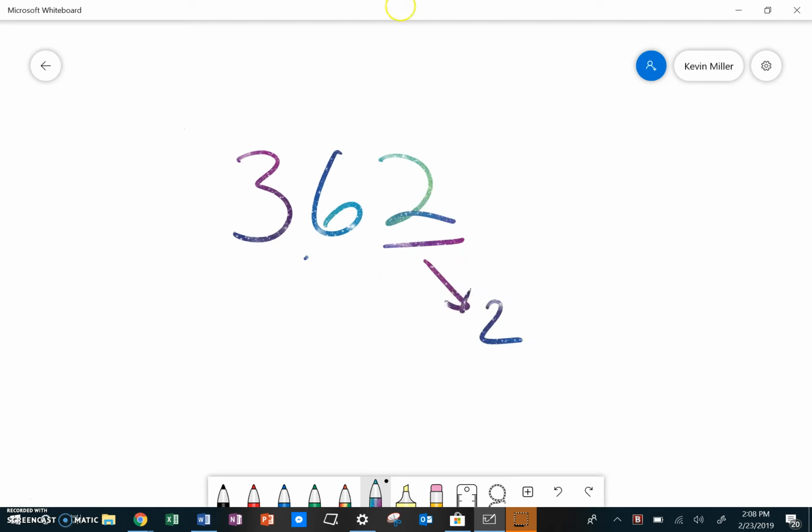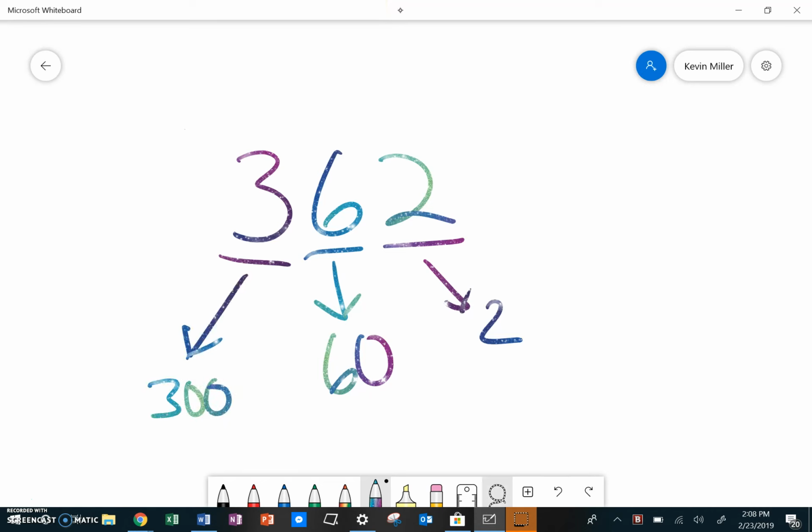To understand this strategy, you need to understand that in a number like 362, the number 2 really just is 2. But this 6, because it's in the tens place, is really a 60. And this 3 being in the hundreds place is really 300. If you don't understand that, this strategy is going to be really difficult.